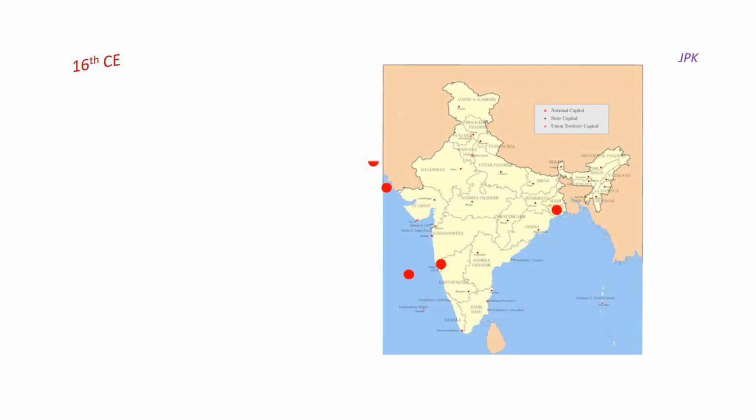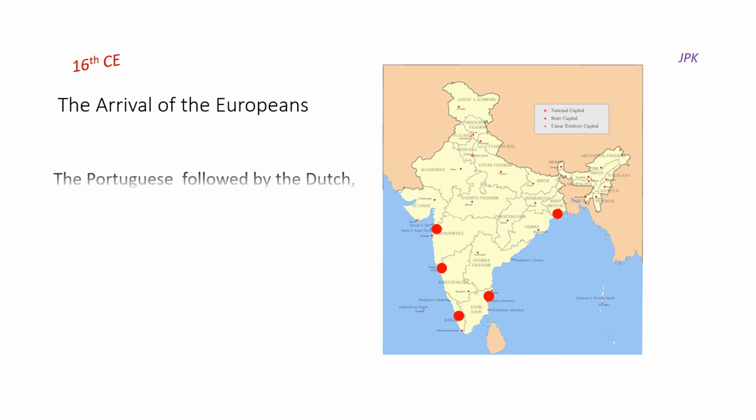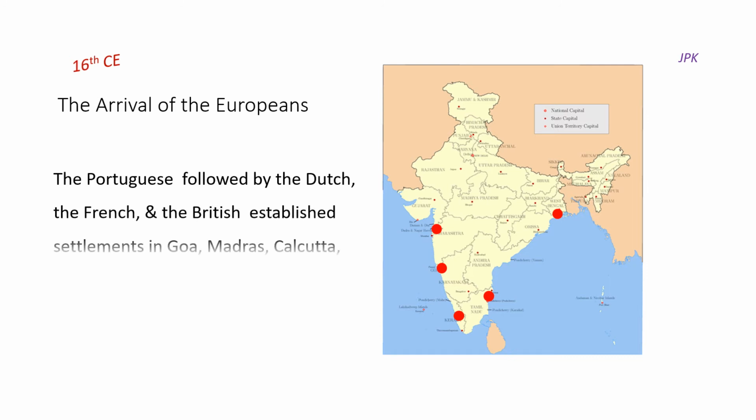Europe had a great hunger for Indian goods. The Arab merchants had earlier supplied Europe with Indian merchandise. But after the fall of Constantinople in 1453, the European nations ventured to trade directly with India. So they established settlements in Goa, Madras, Calcutta, etc.